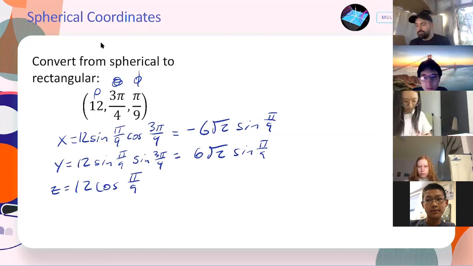Okay, so that's it for yesterday's stuff. Converting back and forth. And again, we'll focus in more on that when we get to integrals. For now, just trying to get a little bit of an understanding of how that works.